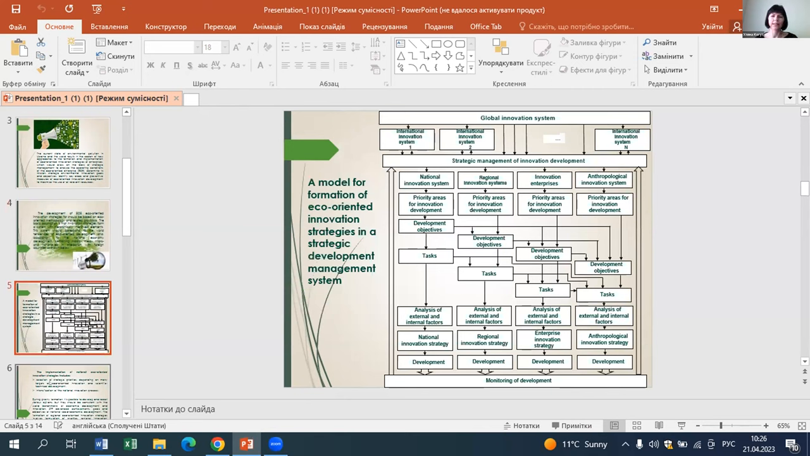Here you can see on this diagram the national innovation system, regional innovation system, local innovation system, and the micro level innovation system in their relationships. The methods for formation of eco-oriented innovation strategies will be specific to each system level and component. The development process of eco-oriented innovation strategies should take into account the goals and objectives inherent to each level of the system, and the strategies should reflect the focus on these objectives.